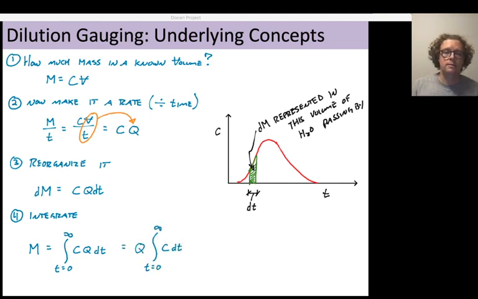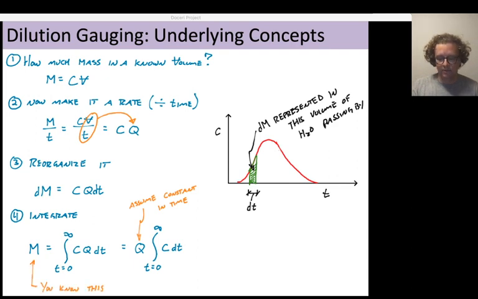We're going to pull the discharge out front, so we're going to assume that discharge is steady state. In other words, the discharge is not changing during our tracer injection. And we're left with the equation: mass is equal to discharge times the time integral of our concentration time series.